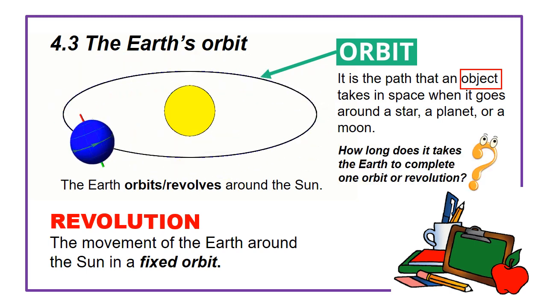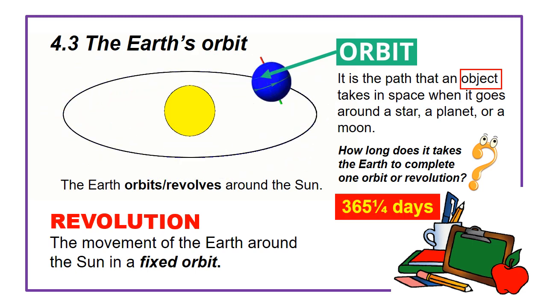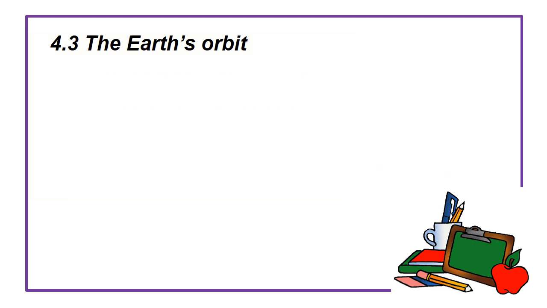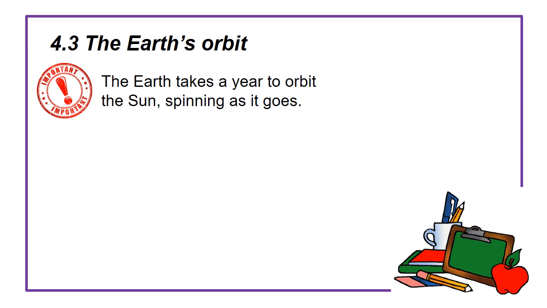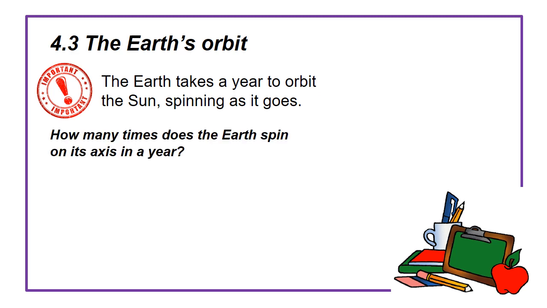How long does it take the Earth to complete one orbit or revolution? We have 365 and 1/4 days. Remember, the Earth takes a year to orbit the Sun, spinning as it goes. If this is the case, then how many times does the Earth spin on its axis in a year? Is it 1 time only, 7 times, 24 times, 28 times, or 365 times?